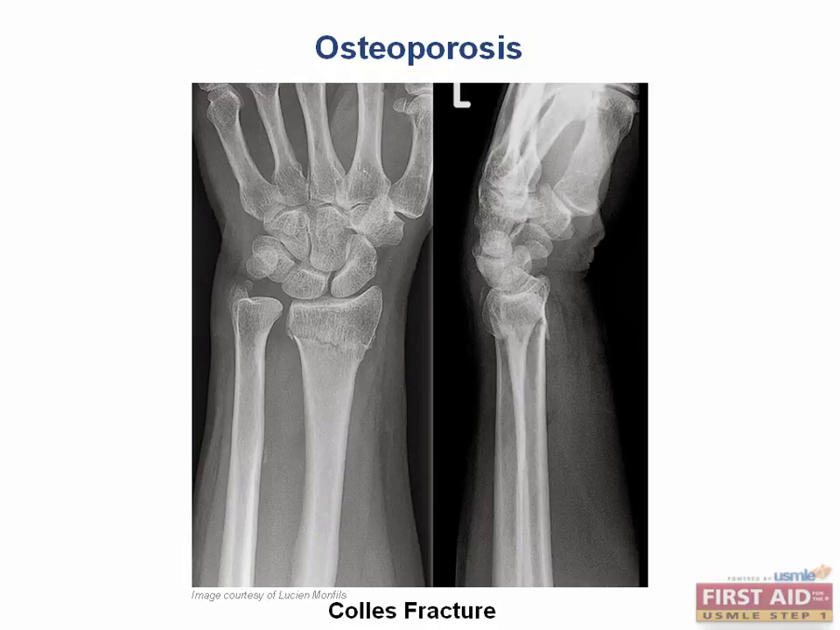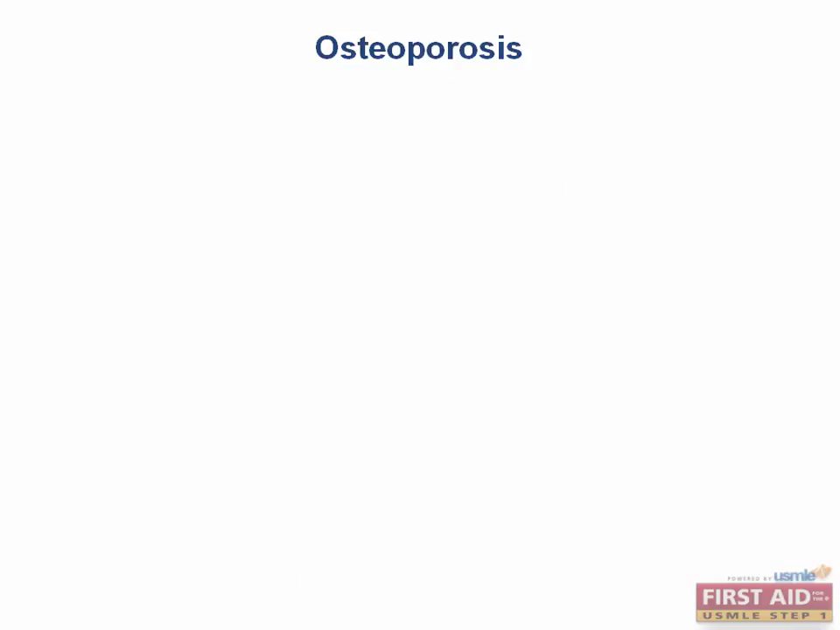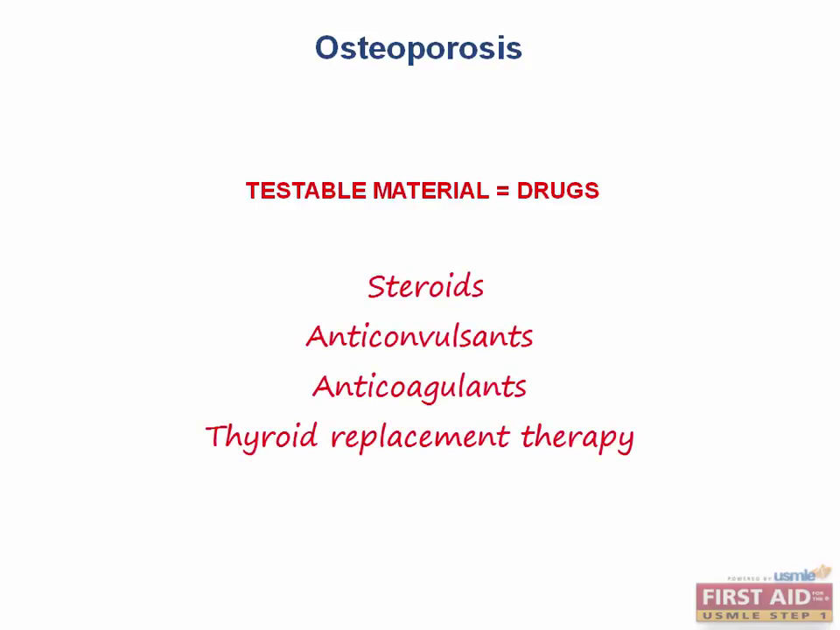A second clinical presentation is with fracture of long bones like the femoral neck or the distal radius, which is called a Colles fracture. This happens after a fall onto an outstretched hand. Look out for medications that can cause osteoporosis after long-term use, such as steroids, anticonvulsants, anticoagulants, and thyroid replacement therapy. These will all be long-standing medications.